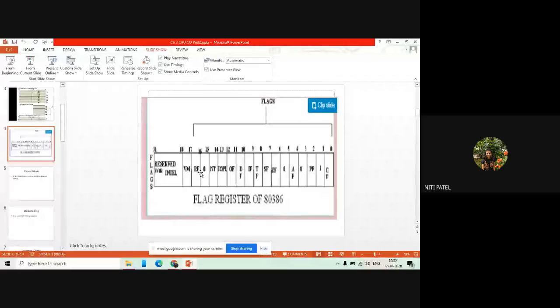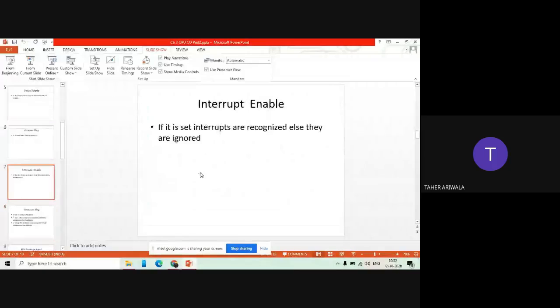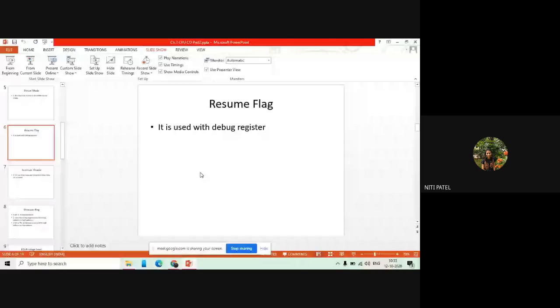Okay, so when it is set to 1, it will do the debugging, but if it is set to 0, it will not perform debugging. Ma'am, does the resume flag do the same thing as the trap flag? You said in the last lecture that the trap flag does the same thing. No. In debugging, if my program has 5 lines, it will execute and check each and every line, so all 5 lines will be checked. That is what happens in the resume flag.